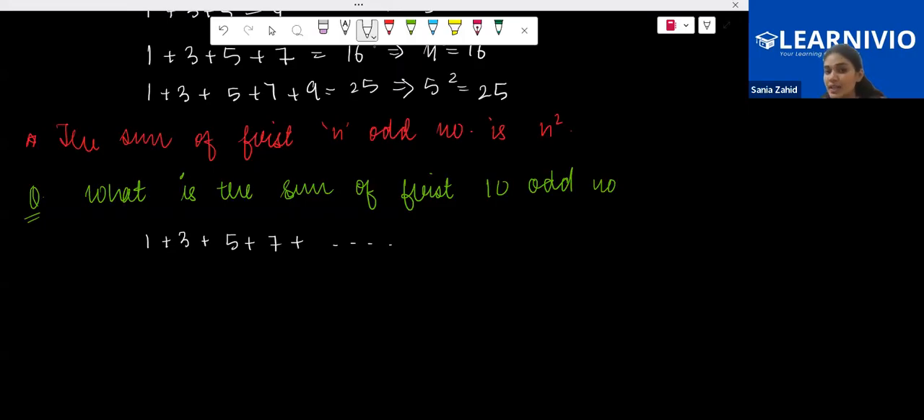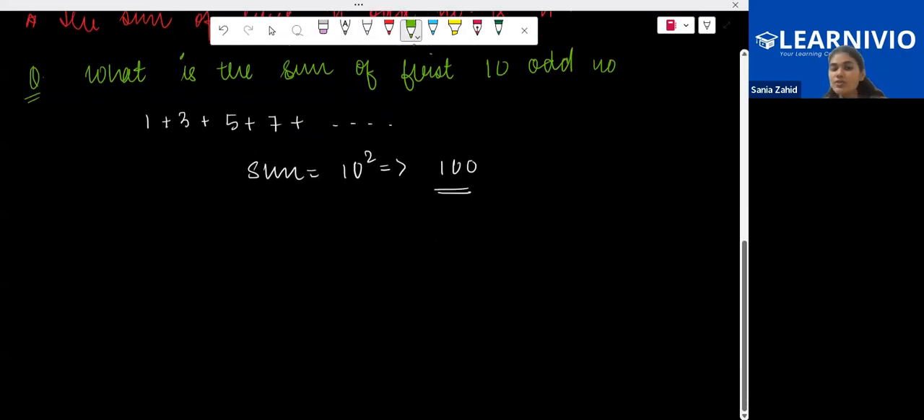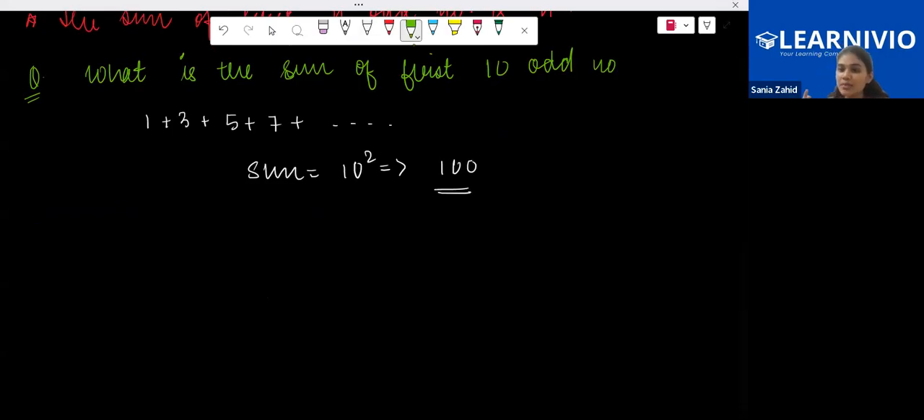So what I can do instead is, we know that the sum of first 10 odd numbers will be equal to 10 square. So the sum is equal to 10 square, which is equal to 100. That means the sum of first 10 odd numbers will be equal to 100. If I ask you what is the sum of first 9 odd numbers, then what will be your answer? 81. Okay, so remember this: for the number of odd numbers given to you, your sum is equal to the square of the number itself. Right, children? So these types of questions you can do.